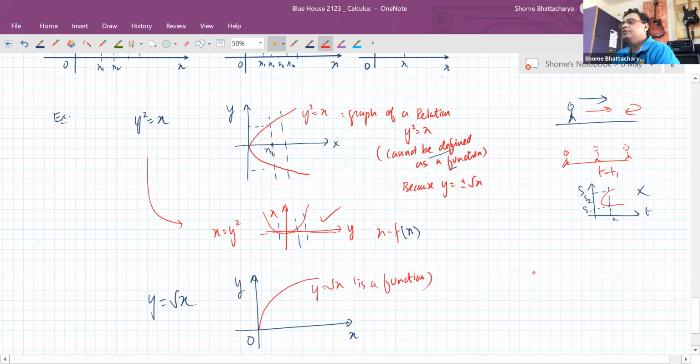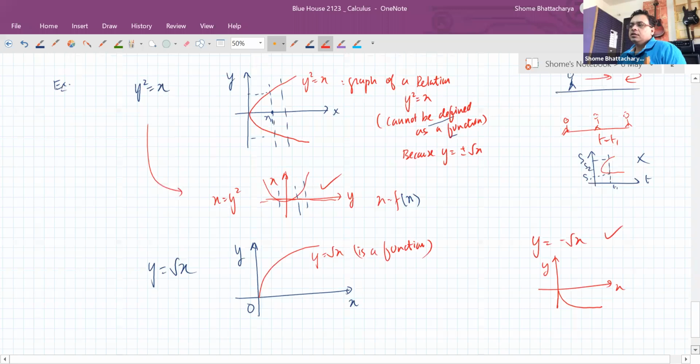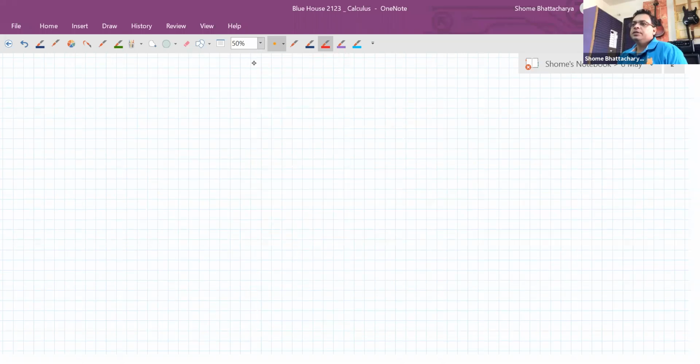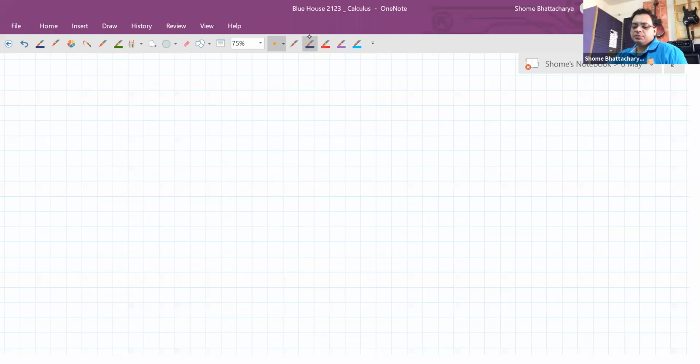Or for that matter, I could even have the function y is equal to minus root x. This is also a function, and this one's graph would look like this. Okay. So this is another important point about functions, that a function in general is a relationship between two variables, x and y, but with the restriction that the relationship must be such that for any value of x, or the independent variable, the function defines a unique or single value of y. So that's the only restriction on the function.